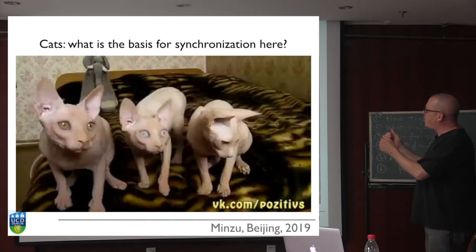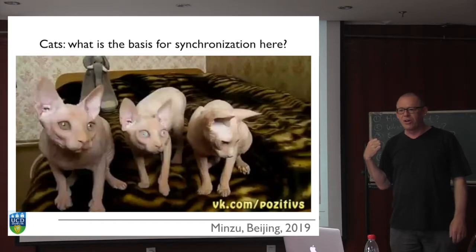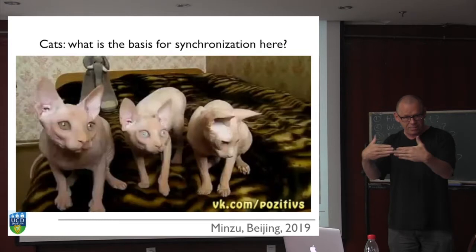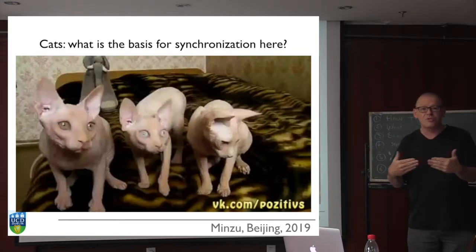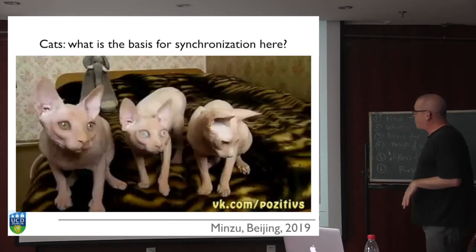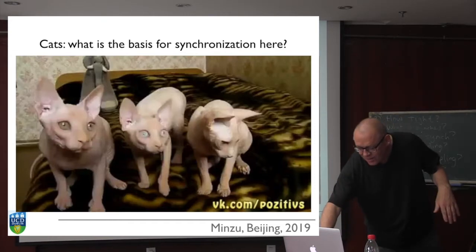The strength of the coupling between individuals, I don't think these cats are paying attention to each other at all. They're paying attention to a common focus, so there's not much coupling in here between individuals. What's the basis for the coupling between individuals? Well, there's no obvious coupling between individuals. And what's the purpose? To make us laugh. Yeah, it's immediate thing. Okay, here's another.